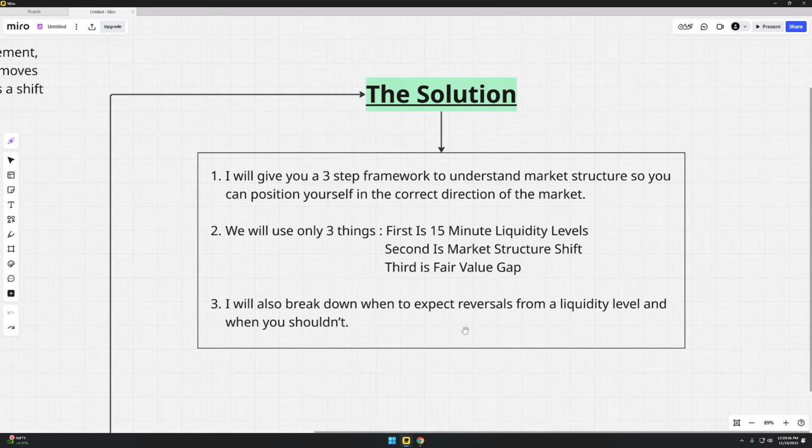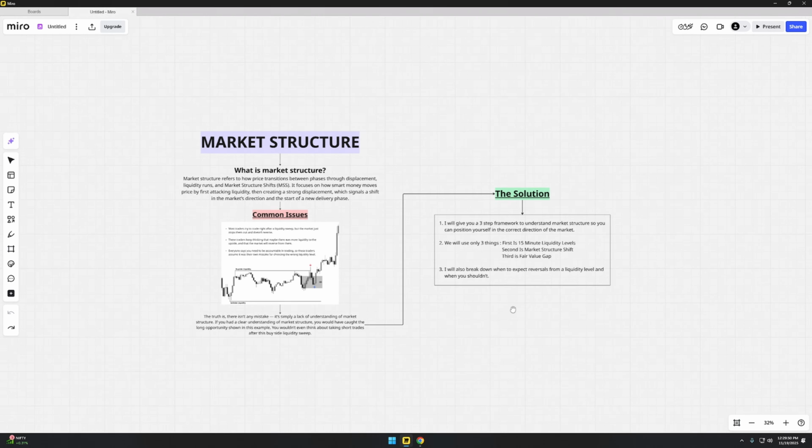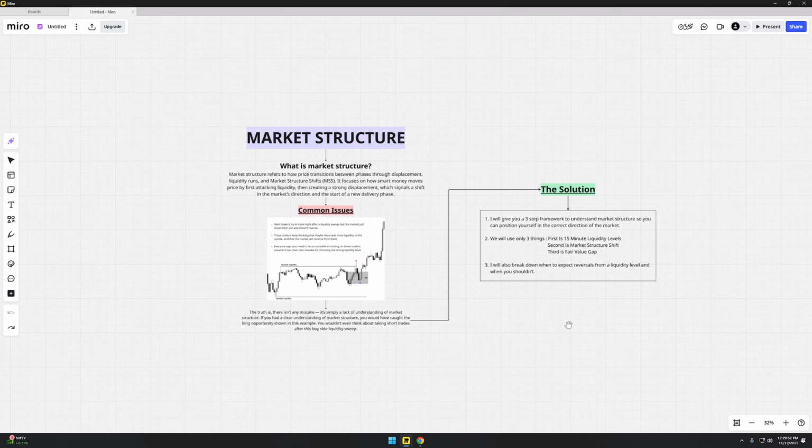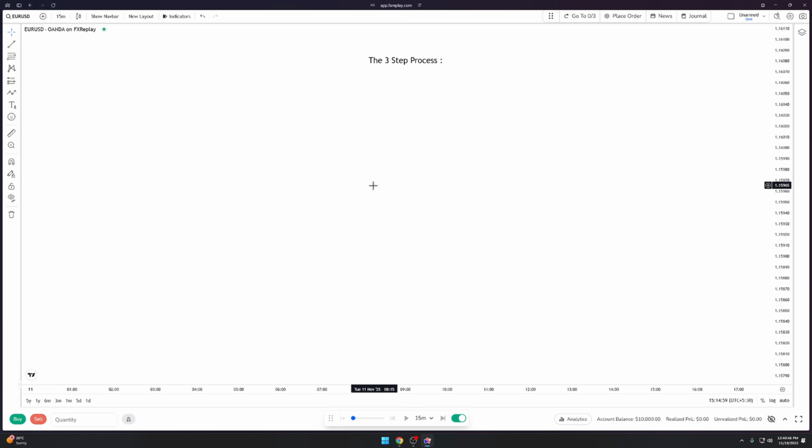By the end, you will know how to understand market structure so you can place yourself on the right side of the market with the help of liquidity sweeps and fair value gaps. Let's get into the charts, and I will first explain the three-step process. Then we will look at some examples. First, let me explain the three-step process that you must follow before taking any trade. Let me draw a diagram for you to explain it in a simple way.